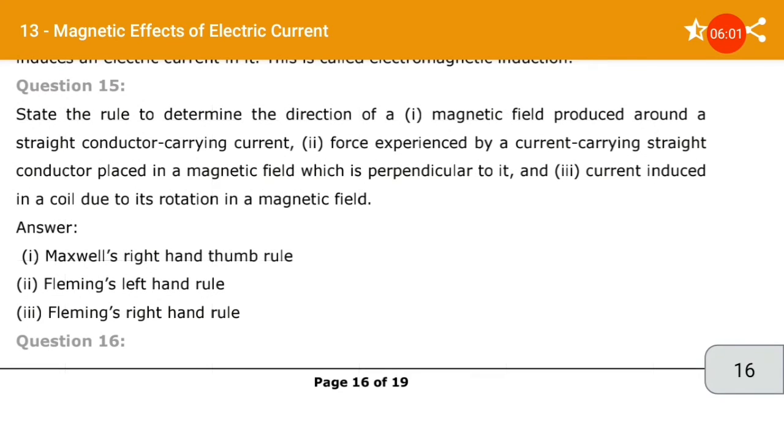Question number 15. State the rule to determine the direction in three cases. First, the magnetic field produced around a straight conductor carrying current. Second, the force experienced by a current carrying straight conductor placed in a magnetic field which is perpendicular to it. Third, the current induced in a coil due to its rotation in a magnetic field.